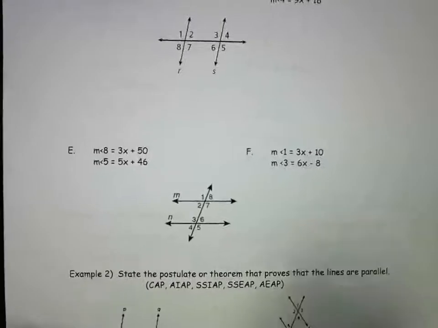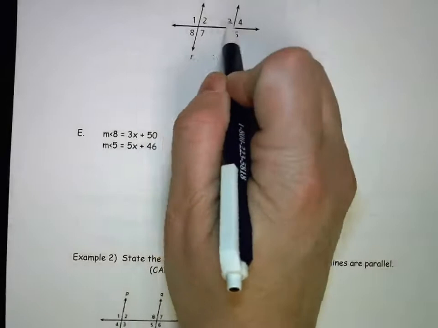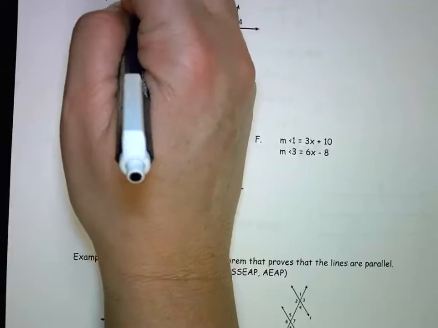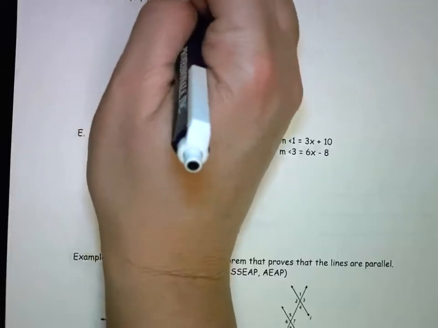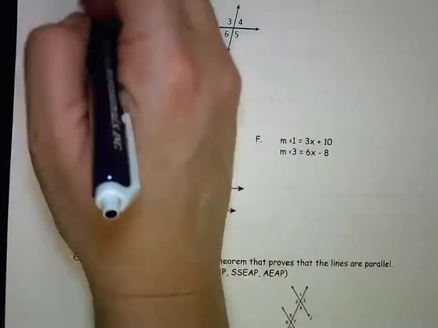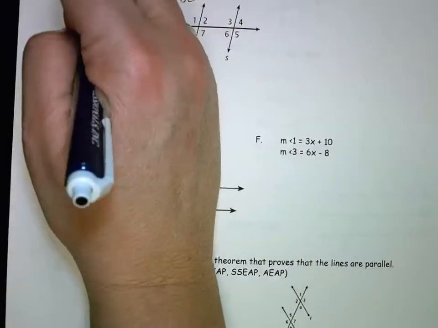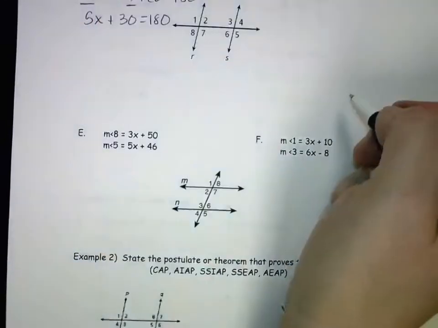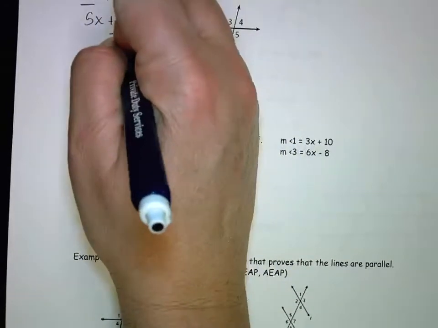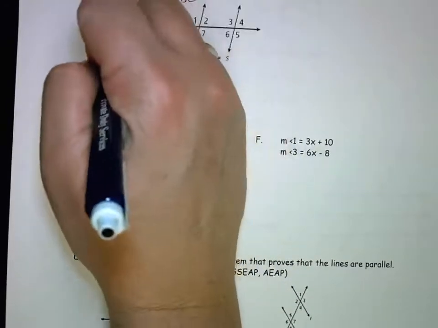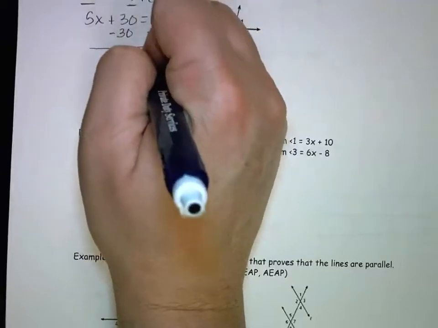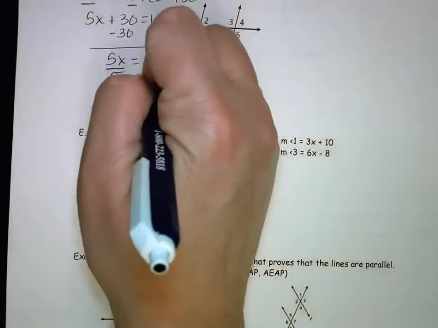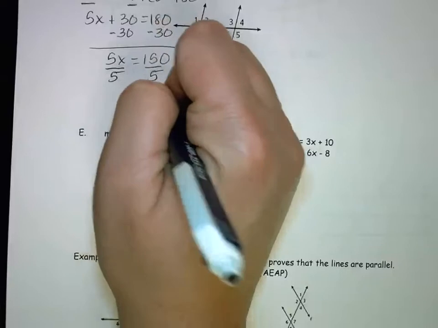Letter C, 3 and 2, these angles are not equal. These are same side interior. So these two angles have to add together to get 180. 4x plus x is 5x plus 30 equals 180. From there, you subtract 30 from both sides, and that becomes 5x equals 150. And when you divide both sides by 5, x equals 30.